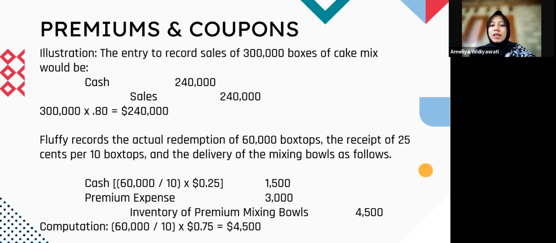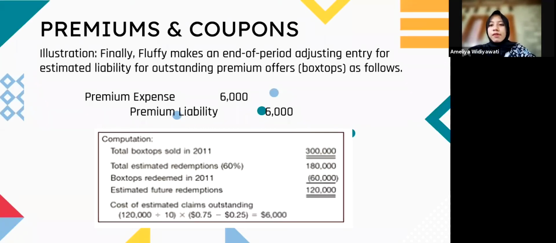4,500. This is a computation, 60,000 divided by 10, and then times 0.75 is 4,500. And then finally, Fluffy makes an end of period adjusting entry for estimated liability for outstanding premium offers or box tops as follows. Premium expense 6,000 and premium liability 6,000. And then the computation you can see on the screen.